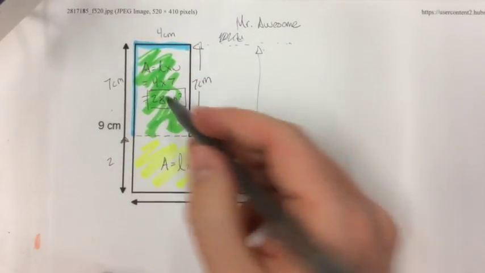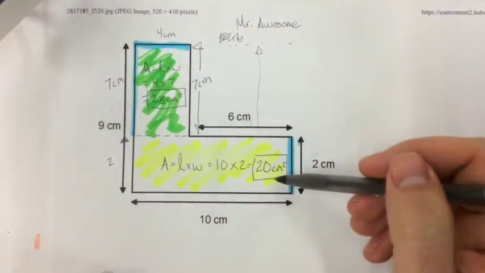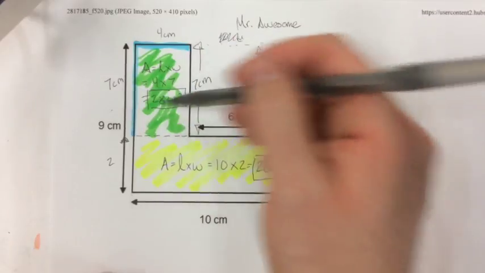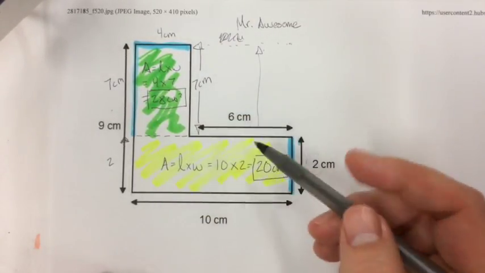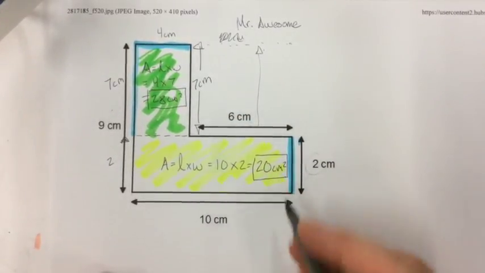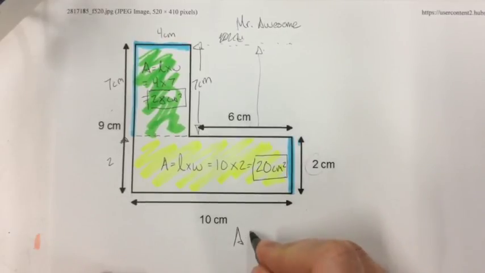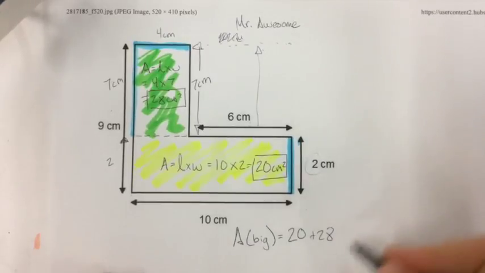So now I've got two areas here. I've got 28 and 20. Now it actually looks like this is bigger, but when you do the math, this ends up being bigger. So don't be fooled by the look of the shape. Only pay attention to the numbers. Okay, so I've got 28, I've got 20. So the area of the big one is equal to 20 centimeters for the small one and 28 centimeters for the big one, or a total of 48 centimeters squared.